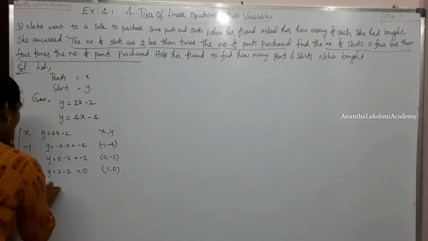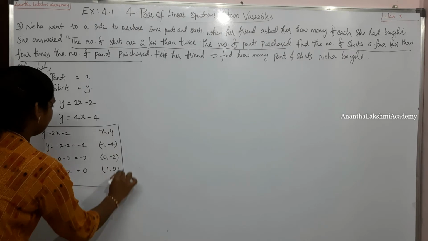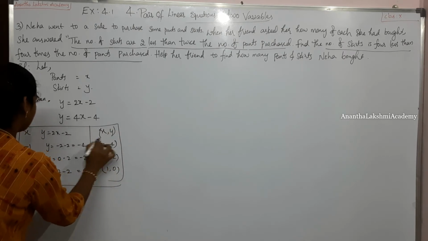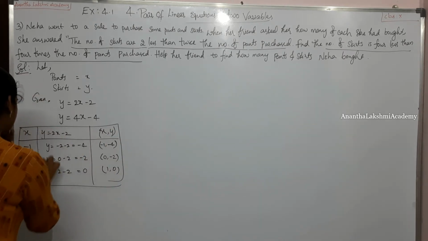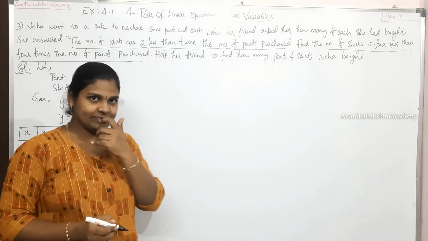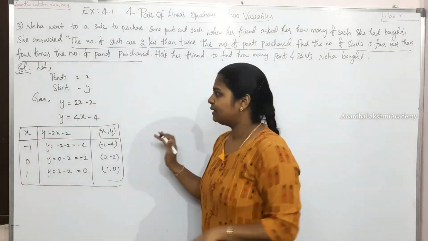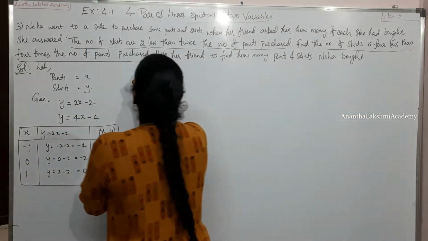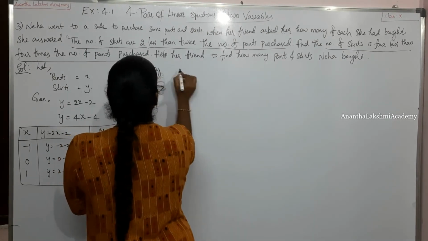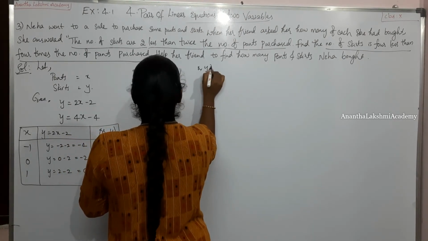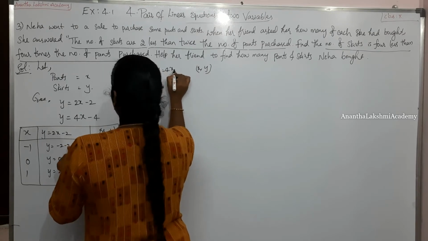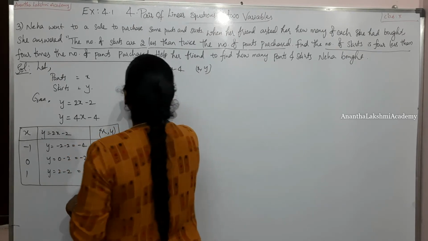This is the table for the first equation. These are x and y coordinates. This is x and this is y. What else do we need? We need the same kind of table for the second equation. x, y, x comma y. What is y? 4x minus 4, isn't it? The same values, minus 1.